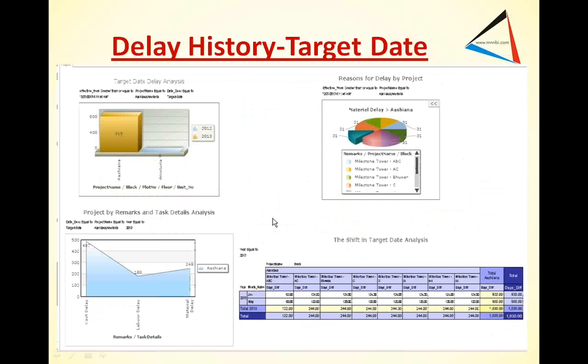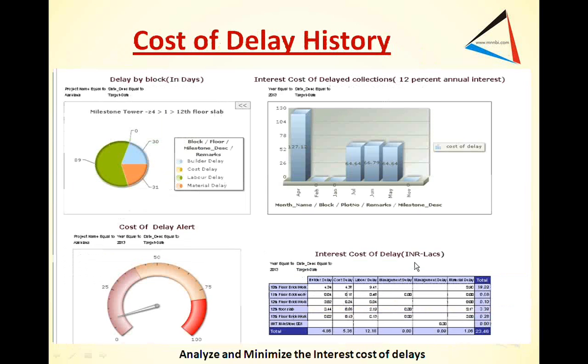Then you have to capture the complete history. So you have to look at the target date delay analysis. So this is showing the total cumulative delays by the project. Then you drill down to the block, plot, floor, and unit number. Then you look at the reasons for delay. So you look at remarks, project name, and the block. Then you look at the remarks and the task details. So you look at cost delay, and then you look at remarks and drill down to the cost delay. Then you look at the project in the month, and the milestone, and the total cumulative delay. So how much has been the shift in the target dates. So all this has to be available immediately.